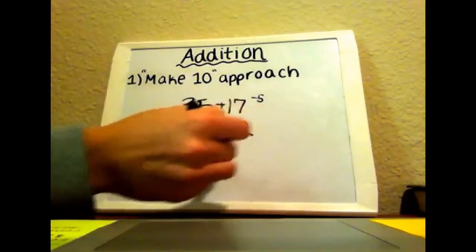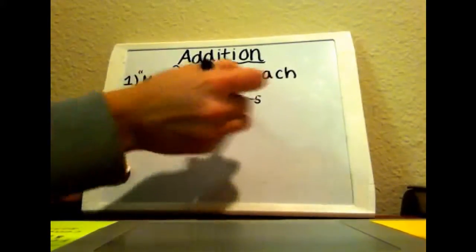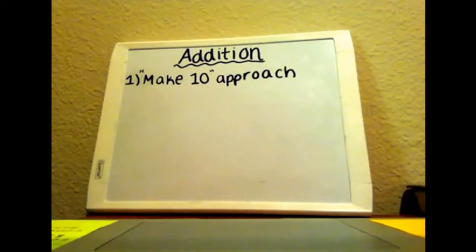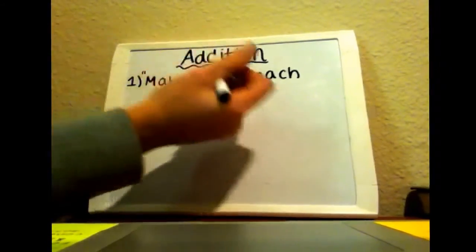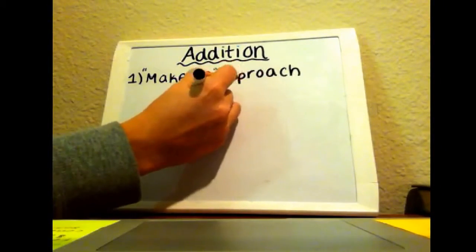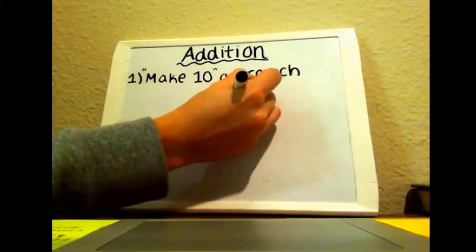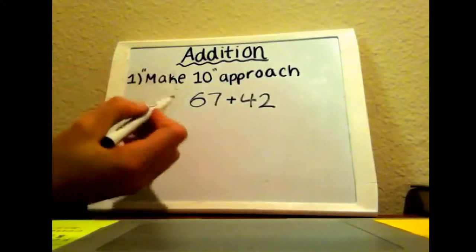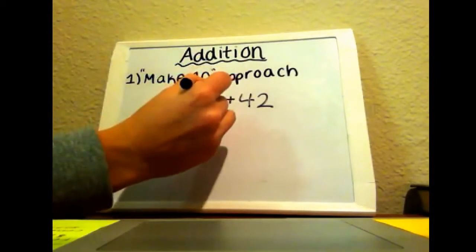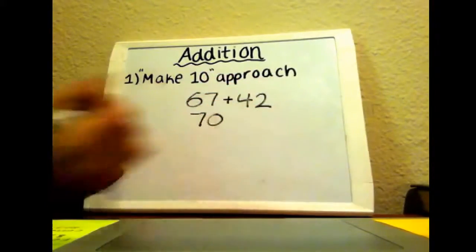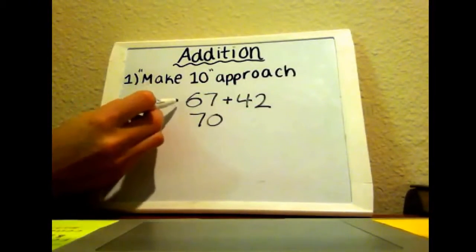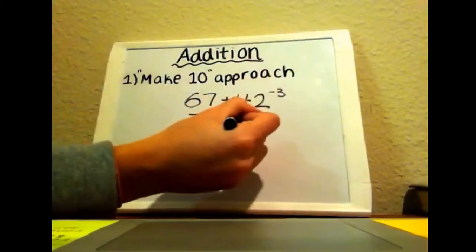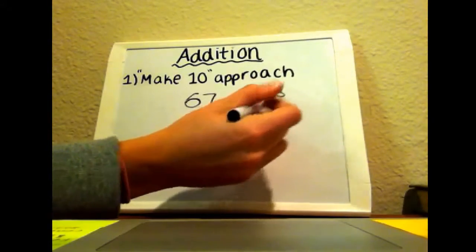Now in our last problem, we can see how we can even break the problem up into more Make 10 approaches. We can do more than one Make 10. So for the last problem, we'll do 67 plus 42. Now, first we'll get 67 to 70. And to do that, we had to add 3 onto 67, which means we had to take 3 away from 42. So 42 minus 3 is 39.